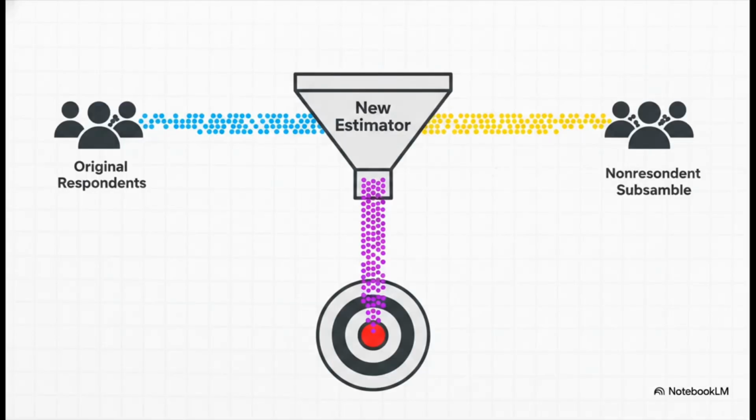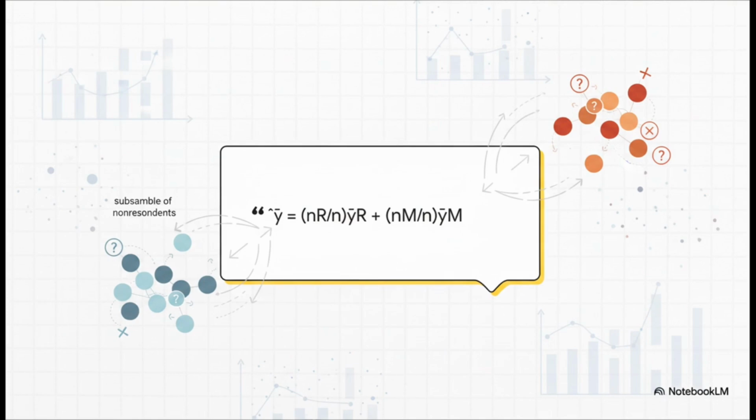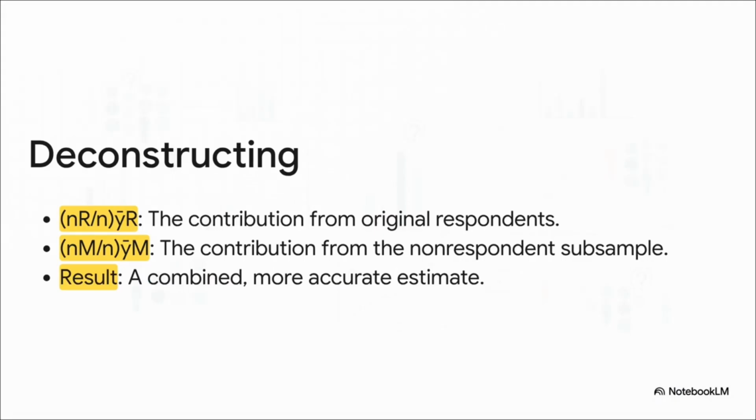And the beauty of this whole thing is that it lets us create a brand new combined estimate. We're not just relying on the people who answered the first time anymore. We now have this new piece of evidence that we can weave in to create a single, much more accurate picture of reality. And this is what that new estimator looks like. Now, don't get hung up on the symbols here. The logic is what's important. It's really just a weighted average. It takes the average from our original respondents and the average from our new subsample of non-respondents, and it blends them together. Let's look a little closer.